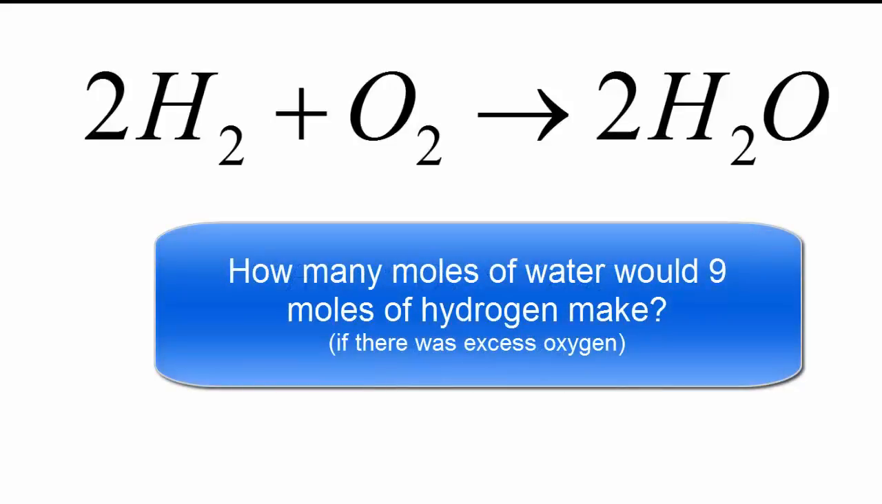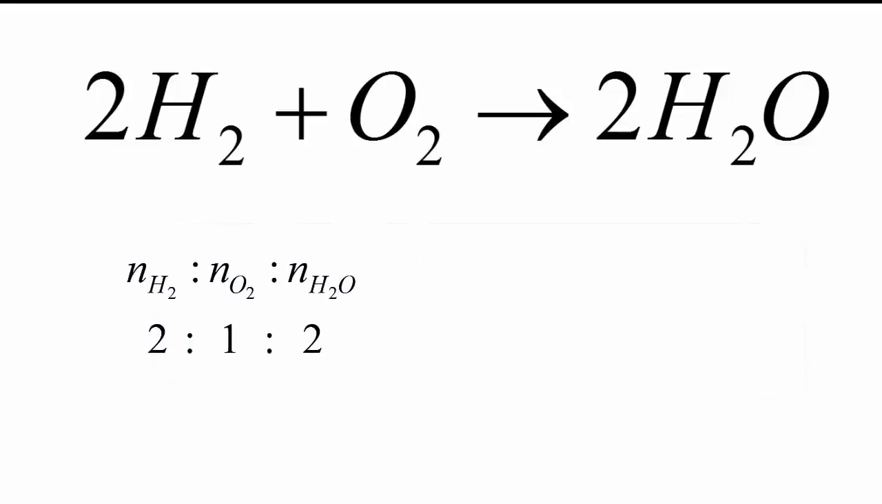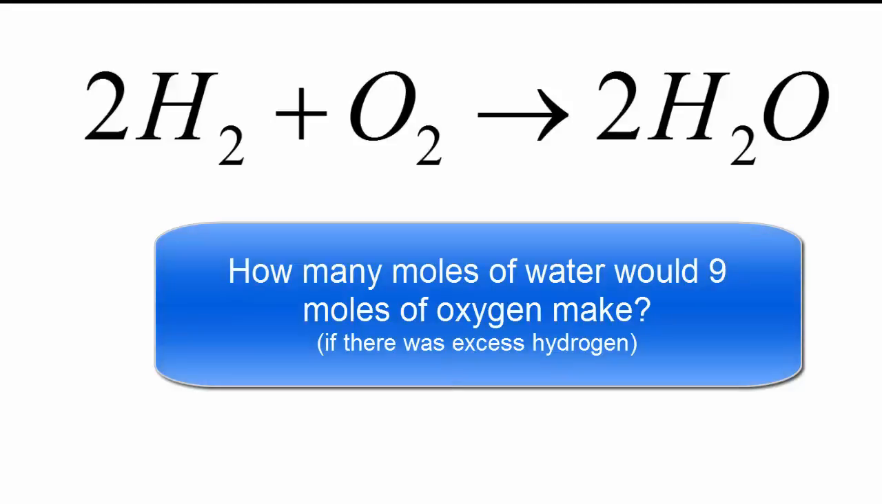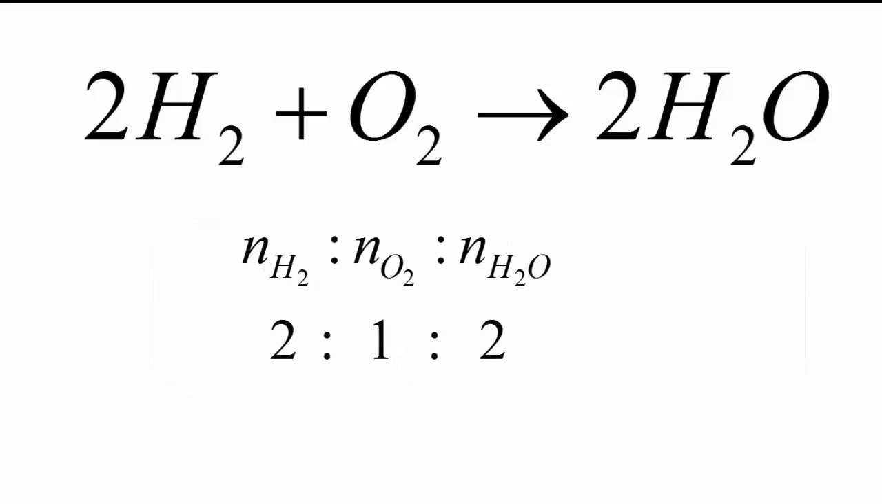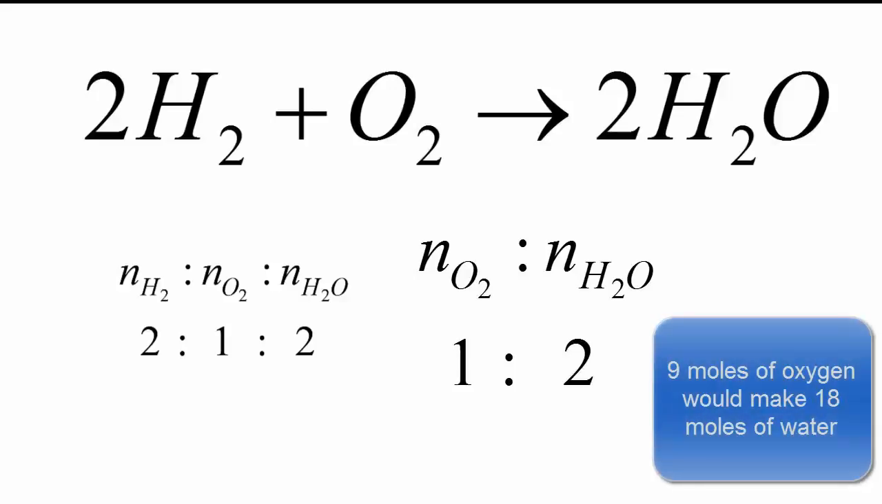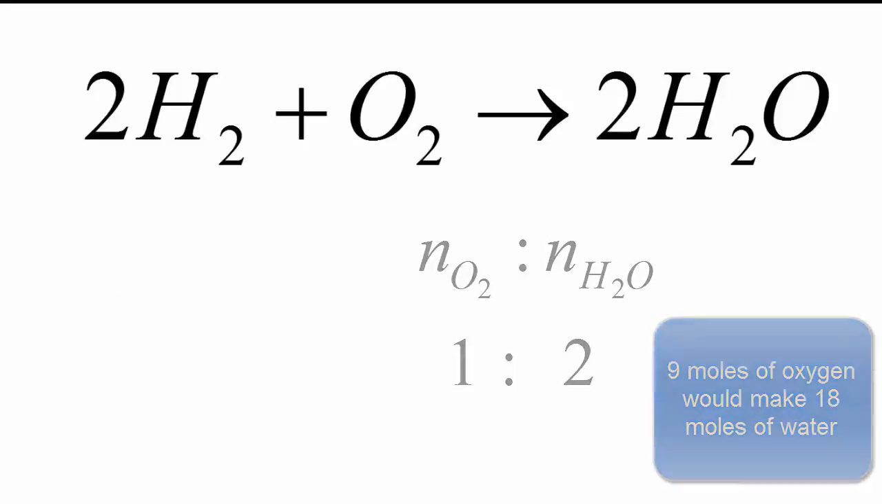So for example, how many moles of water would 9 moles of hydrogen make? Looking at the ratio, we just want hydrogen to water. It's 2:2 or 1:1, so 9 moles of hydrogen would make 9 moles of water, keeping that ratio the same. If we look at how many moles of water 9 moles of oxygen would make, the ratio is different. The ratio is just 1:2. So if we had 9 moles of oxygen, we'd actually get double the amount of water, keeping that ratio true.